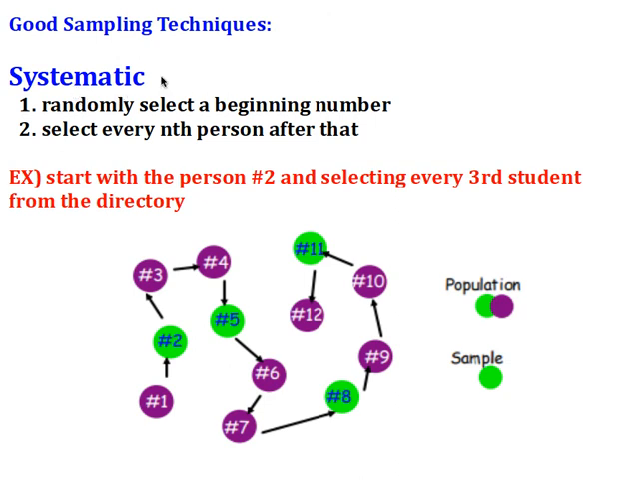Another good technique is called the systematic sampling technique. The first thing you do is you randomly select a beginning number. So in this case, we're going to pick the second one. We're going to start with that person, and then we're going to select every nth, or in this example, the third student after. So second, 1, 2, 3, we're picking number 5. 1, 2, 3, number 8, 1, 2, 3, number 11, and then 12, and so on and so forth. If it stops, that's fine. We're just going to pick these 4 to represent that whole population.